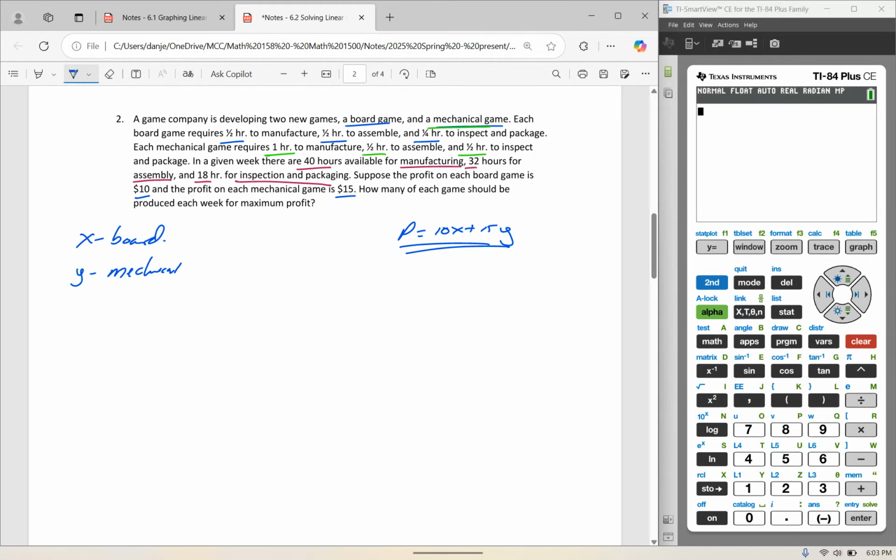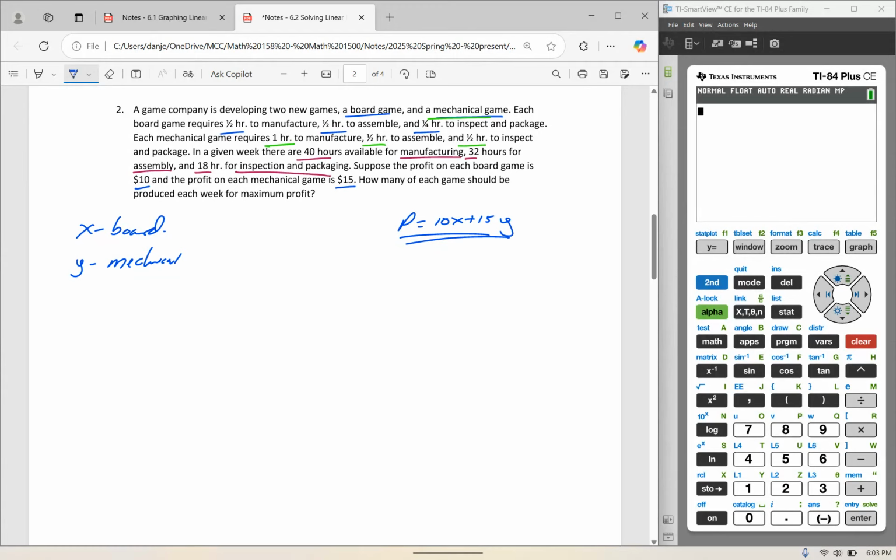That is the optimization equation. We're going to come back to that later. Let me also fix that 15 so we don't get confused. Now the constraints here: for a board game it is X, for a mechanical game it is Y. Notice that we have 40 hours available for manufacturing, 32 hours for assembly, 18 hours for inspection and packaging. Those are my 3 equations.